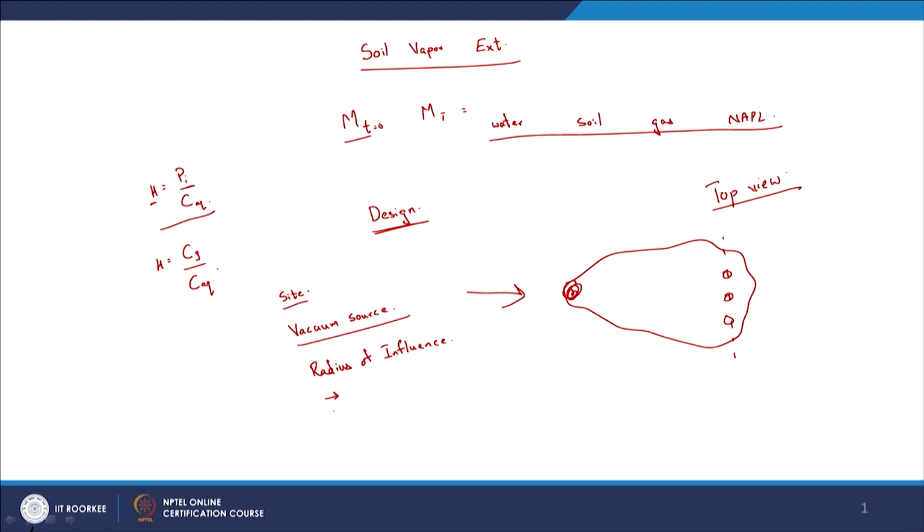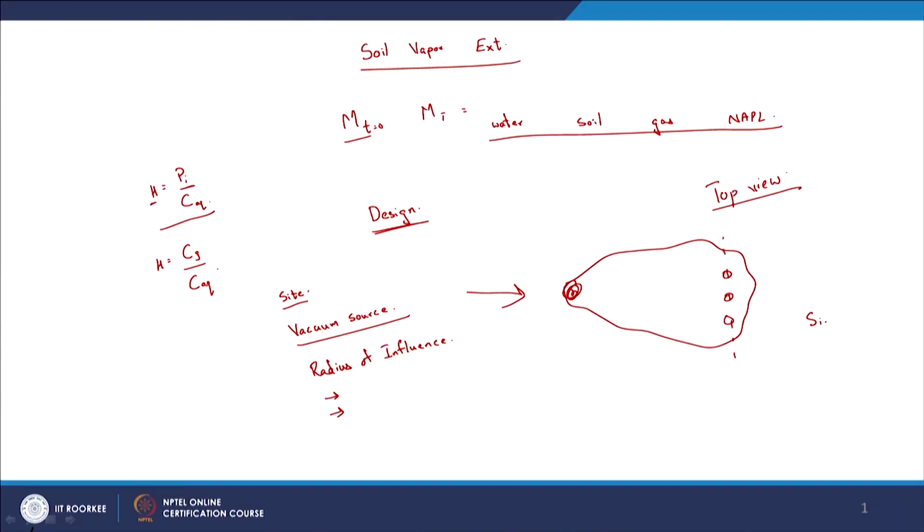And this radius of influence is defined in different ways. What is this radius of influence now? Let us say I have my particular extraction well or the vacuum source at this location. As I move further away from it, obviously the effect of this particular vacuum source is going to decrease. So, let us have this side view here, and let us look at that.